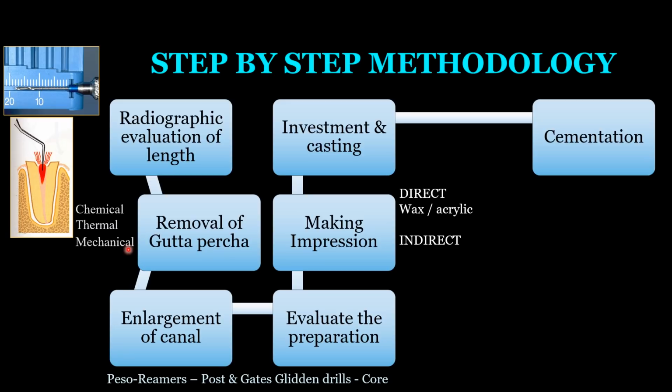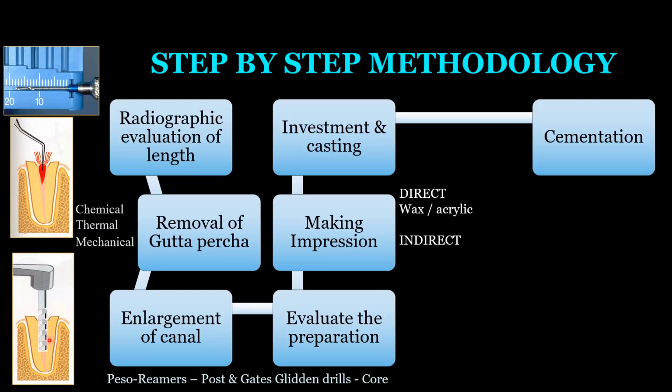Thermal with the help of a warmed endodontic plugger, or we can use a rotary instrument to remove the gutta percha. Then we have to prepare the canals. We use Peeso reamer for preparing the canals, Peeso reamer for the post space, and Gates Glidden drills for the core. And these instruments, Peeso reamers, they do not cut the dentine. They just remove the gutta percha.